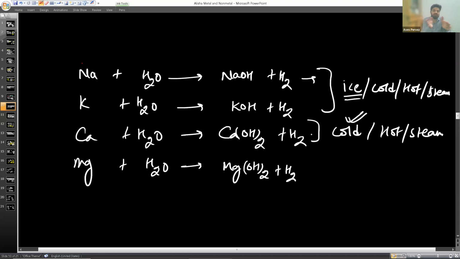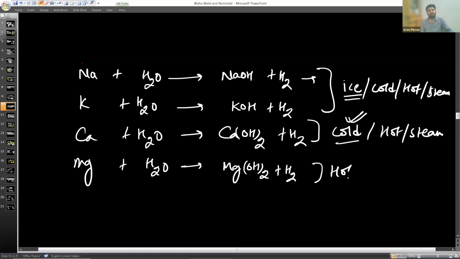Because if something is reacting with cold water, why do we need to make it hot? For example, if you can buy something for 50 rupees, why would you pay 100 rupees? If calcium can react with cold water, why do we need to make it hot? Understood? Calcium can also react with hot water and steam, but the preference will be given to cold water.